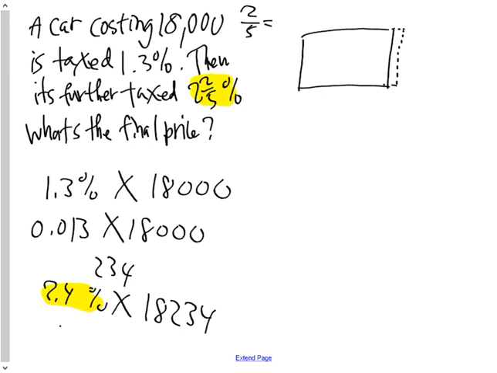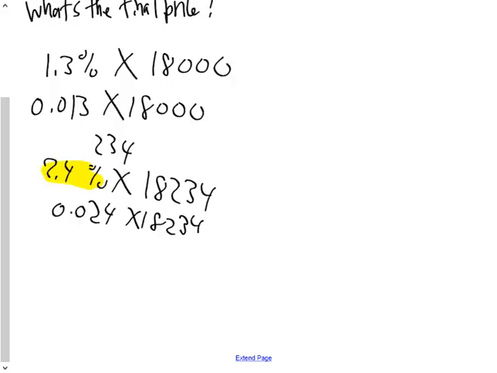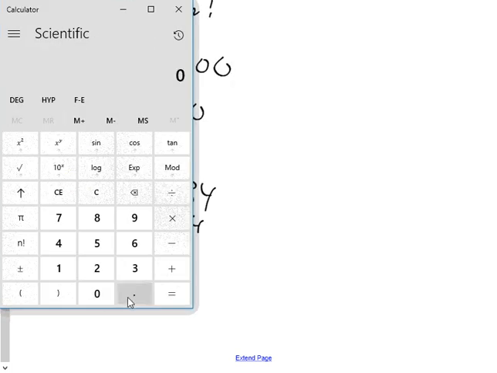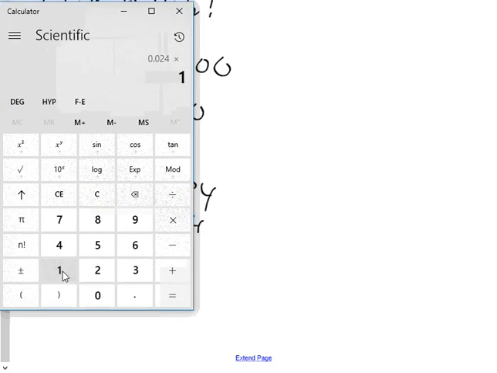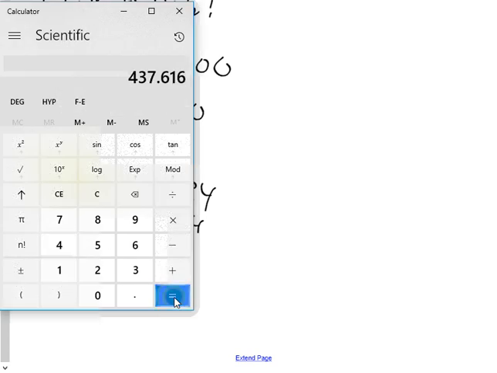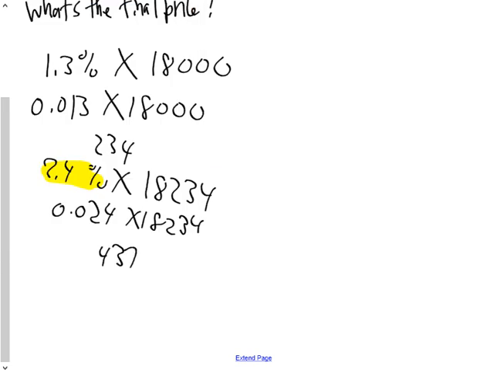Once we know that, 2.4% as a decimal is 0.024. So if I calculate what this tax is going to be, I can use my calculator. What is 2.4% of 18,234? So the tax will be how much money? 437.62, rounded to the nearest cent. That's the tax. What's my final step?